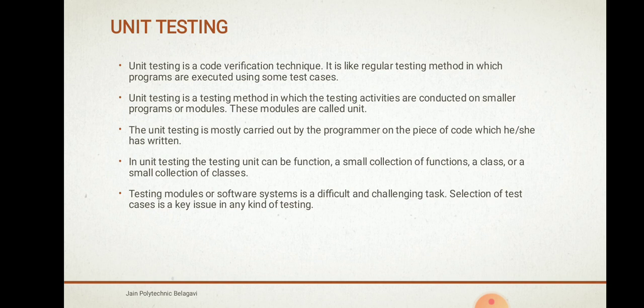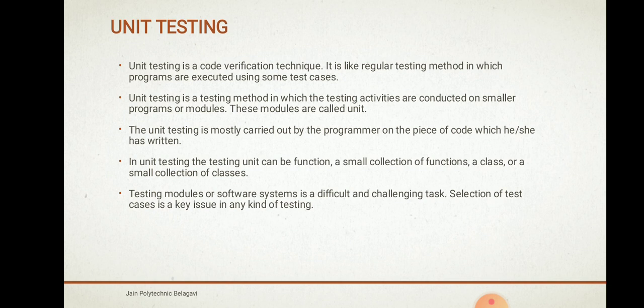Unit testing is a code verification technique. It is like a regular testing method in which programs are executed using some test cases. Testing is finding errors or bugs in the program, whereas unit testing is testing the entire program using some test cases. Unit testing is a testing method in which testing activities are conducted on smaller programs or modules. This testing is usually conducted only on a smaller program or module, not on more than 2 programs. These modules are called units.